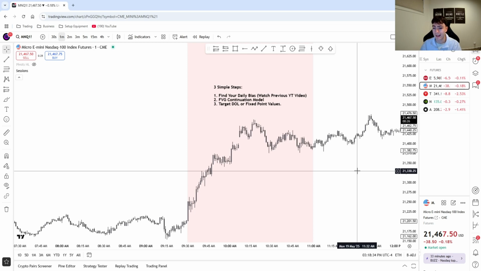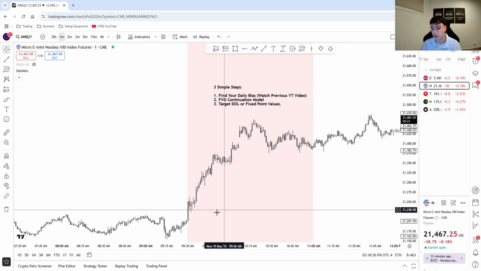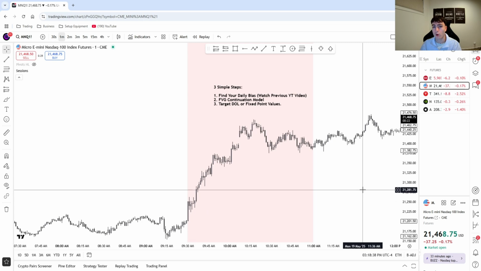So you've probably come across days exactly like this one where price just rallies all the way up with zero pullbacks, or it may rally all the way down with zero pullbacks as well. And you're probably wondering, how do I catch these moves?